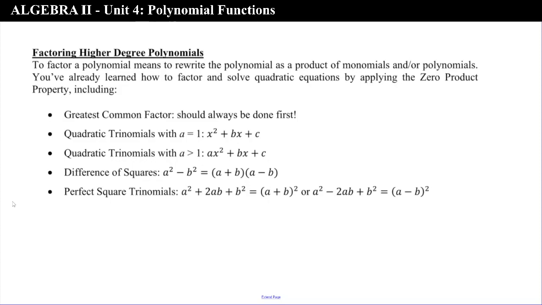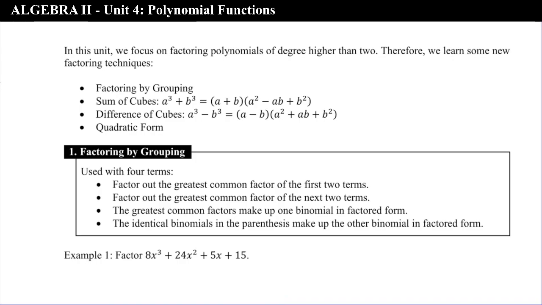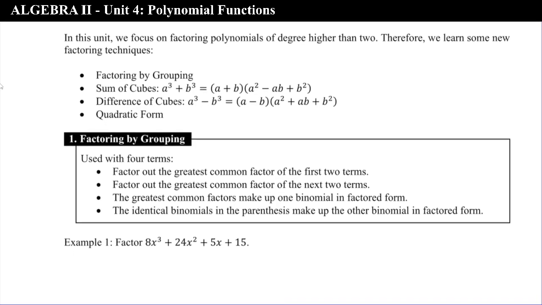And we used all kinds of different techniques. Greatest common factor is always used first. We want to see what we can factor out before we do anything else. And then we utilize quadratic trinomials, both with the leading coefficient of 1 and not being 1. Difference of squares, perfect square trinomials, all factoring techniques that we have used and you're going to continue to use. But to solve higher order polynomials, we're going to need a few other techniques as well.